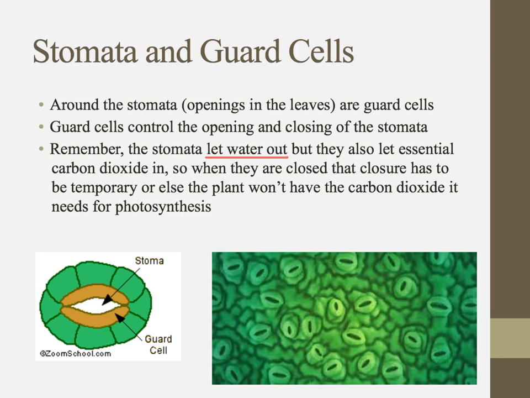But they're also essential because they let carbon dioxide in, okay? So in order for plants to get the carbon dioxide that they need for photosynthesis, these things have to be open, okay? They can open and close, but any closure has to be temporary, or we're not going to be able to get that carbon dioxide that we need to begin the Calvin cycle.